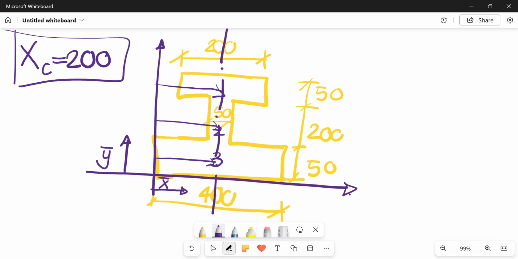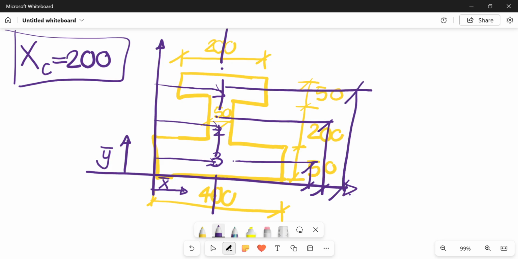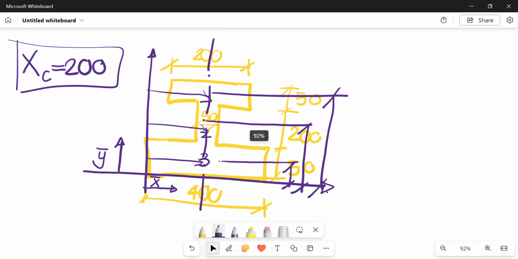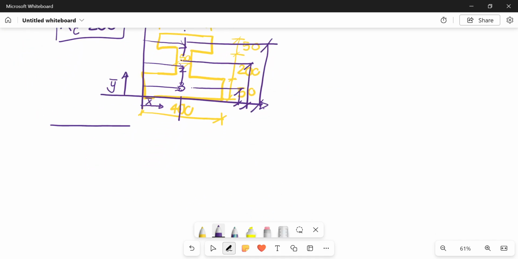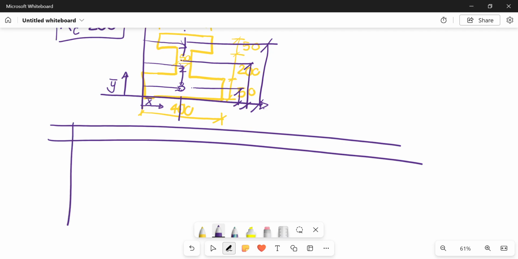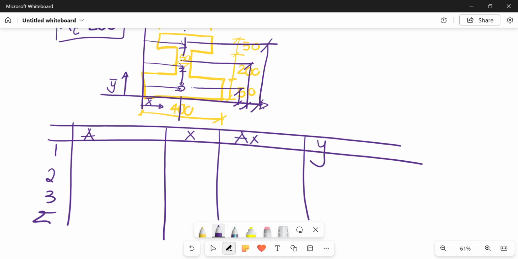All right, then similarly for your y, from the center of each shape all the way to your axis of reference will essentially be where you calculate your y bar from. Then next up, we're going to draw up our table. Here we'll have 1, 2, 3 and the total. Then here we'll have the areas. Then here we'll have the x bar, ax, y bar, then your ay.